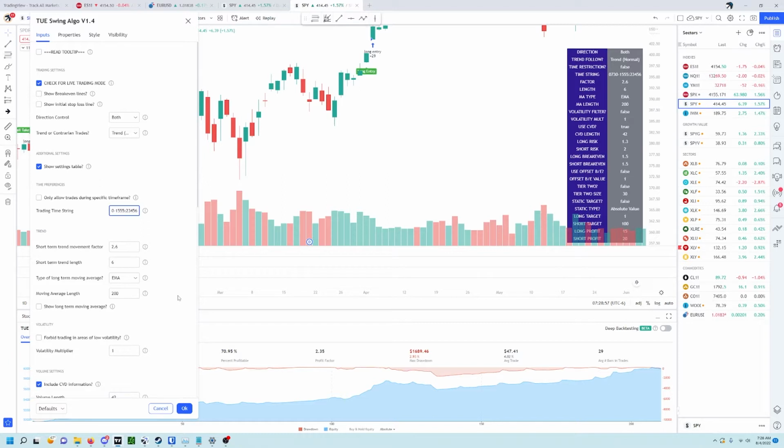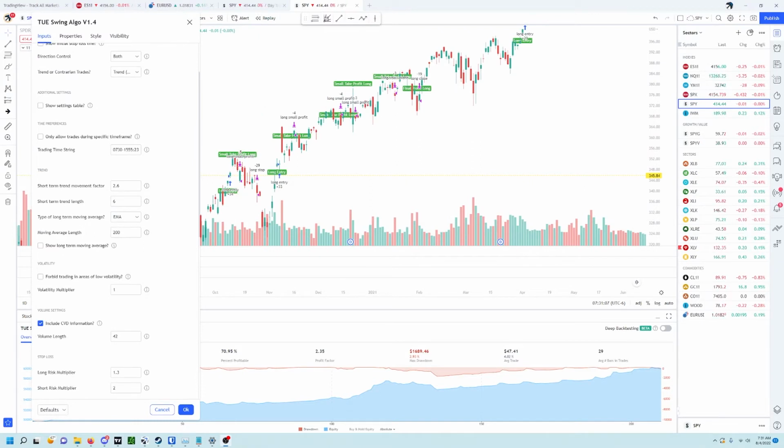So the fewer trades that we take to make the same amount of money, giving us a higher win rate and a higher profit factor, is always good. Always, always, always good. Next, we come to the section on trend. This is the main section that's going to help determine your strategy. So at the top here, we have the trend movement factor and the trend length. These short-term numbers are what helps determine your entries and exits.